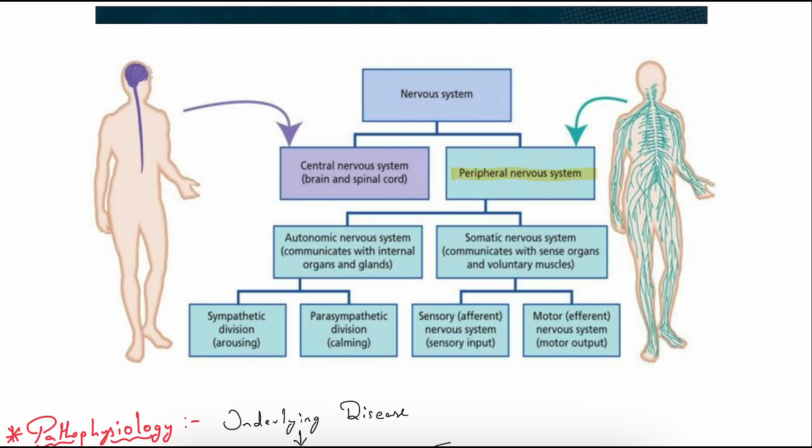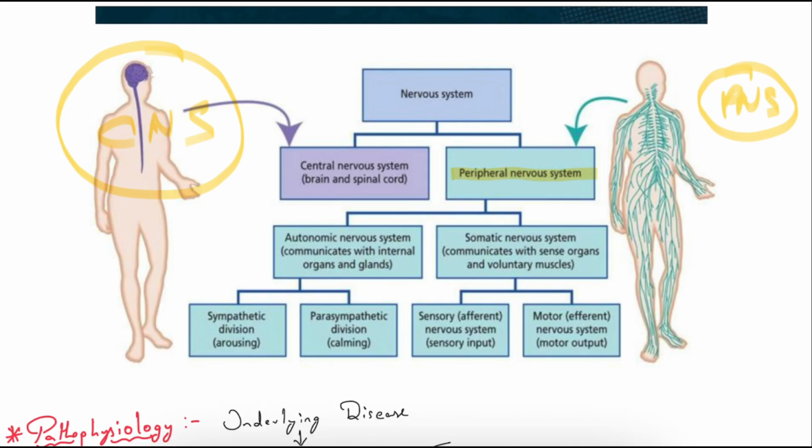Then we have another nervous system, that is the peripheral nervous system. So this is what we call the central nervous system, which includes the brain and spinal cord. Except for the brain and spinal cord, some nerves come outside, which we call the peripheral nervous system. This peripheral nervous system is divided into two different types. One is somatic and another one is autonomic.